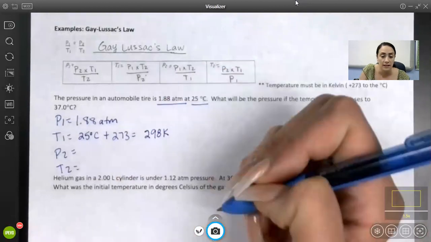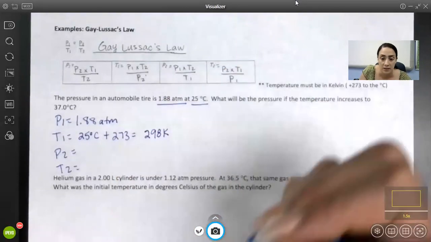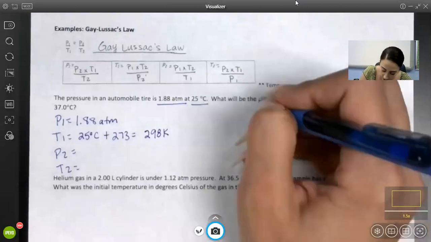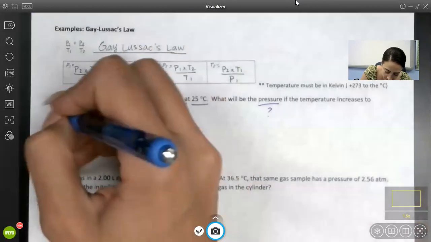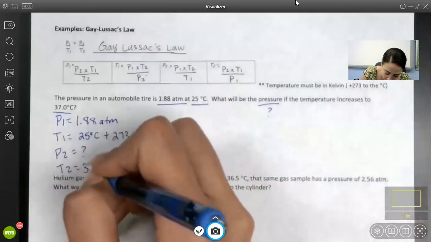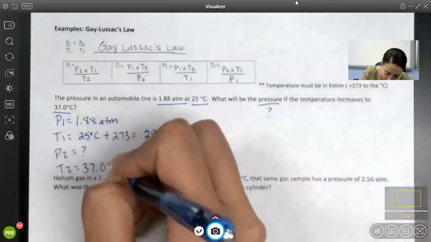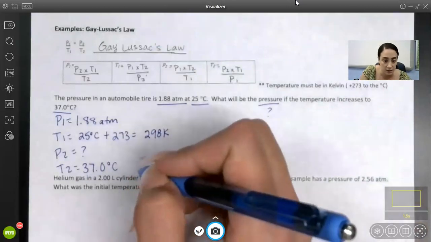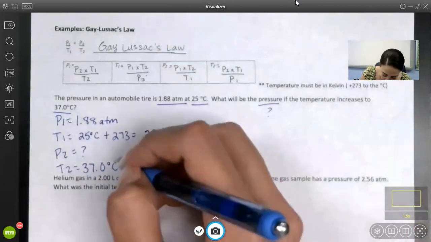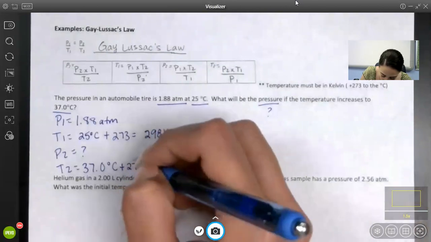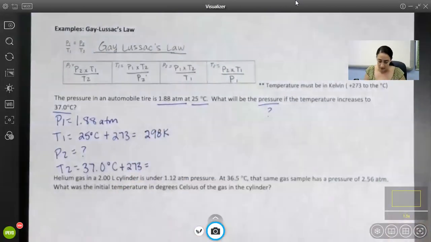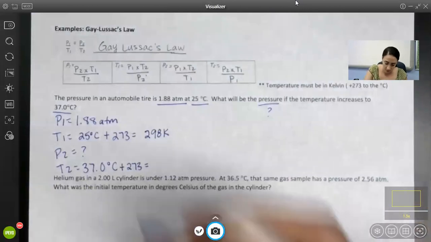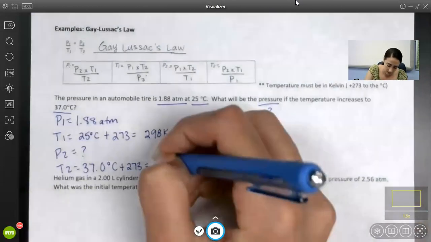And then what will be the pressure? So we are looking for pressure 2. If the temperature increases to 37.0 degrees Celsius, that is your second temperature. Again, you cannot leave it like that, so you need to add 273 to change it into Kelvin. When we add these together, we end up with 310.